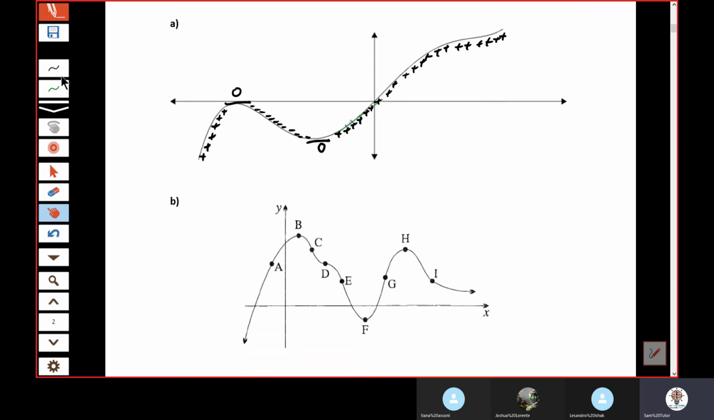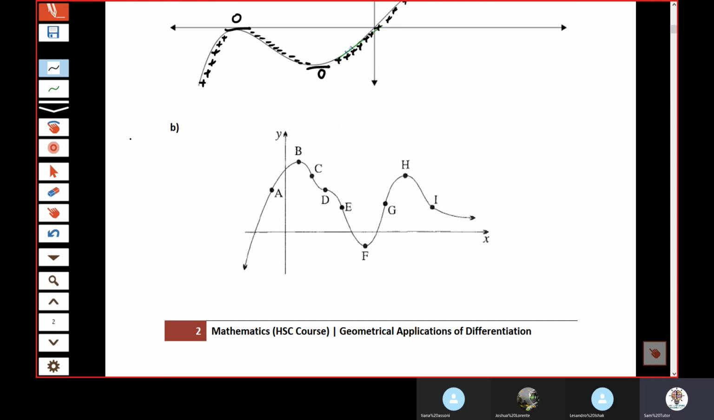Josh, if you've got questions, you know the drill, just let us know through the chat. I can't see it straight away, but I'm sure these guys will let me know. B, again, I think pretty easy. Positive, positive, flat, negative, negative, negative, flat, positive, positive, positive, flat, negative, negative, negative.